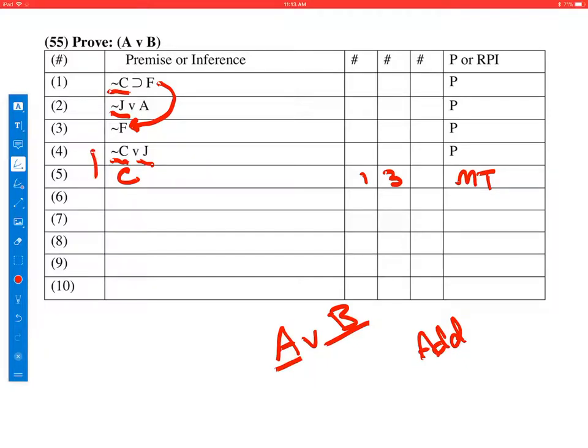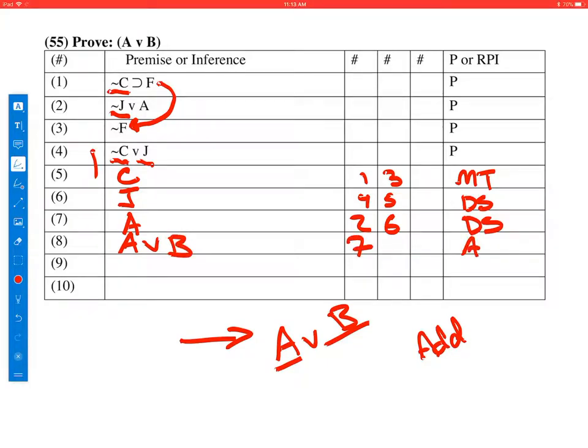Now with that C, look at lines 4 and 5. I get a J, 4, 5, disjunctive syllogism. Now that I have my J, I can get an A from 2 and 6 by disjunctive syllogism. And then the part that I saw right at the very beginning, I can just do this, A or B from 7 by addition, and I'm done.